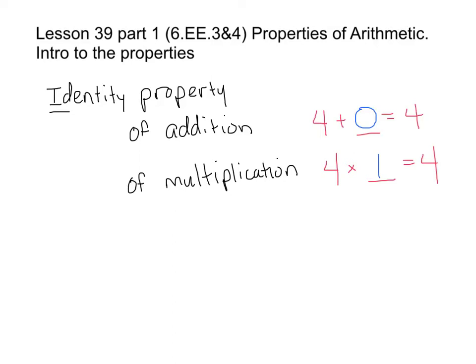So the identity property of addition is that any number plus 0 is going to be that number. We can put that in letter terms. Any number plus 0 equals that number. And the identity property of multiplication is that any number times 1 is that number. So those are the identity property. That's all it is. It's nothing fancy. It's just that the numbers maintain their identity.